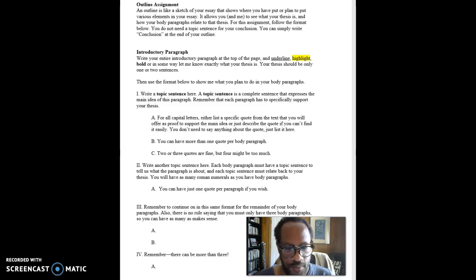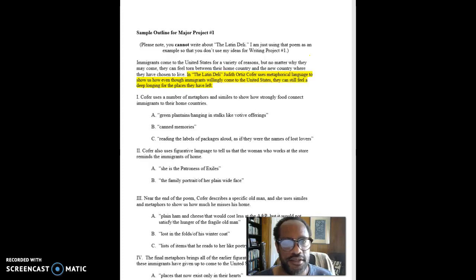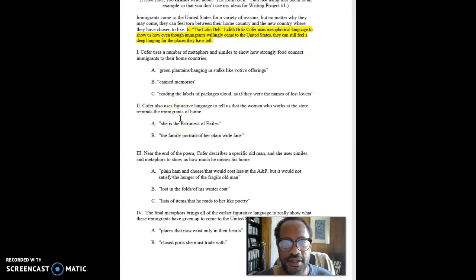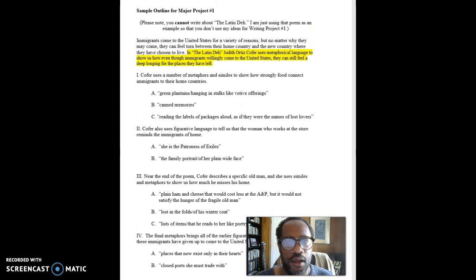Let me give you an example of a thesis. I've also got, in the folder here, a sample outline. This sample outline is on the Latin Deli. And as I say here, you cannot write about the Latin Deli. You can only write about What It's Like to Be a Black Girl, Dot Head, or Of the Threads That Connect the Stars. But as I often do, I'm using the Latin Deli as an example so that you don't use my ideas.